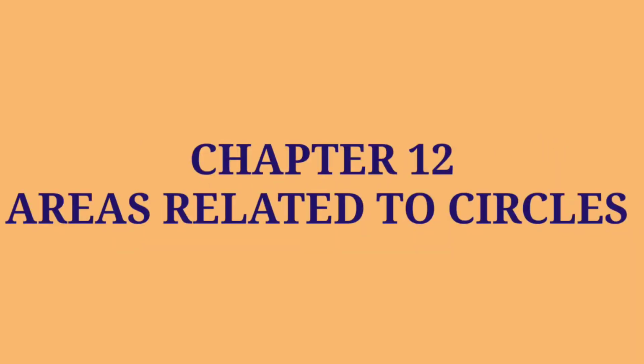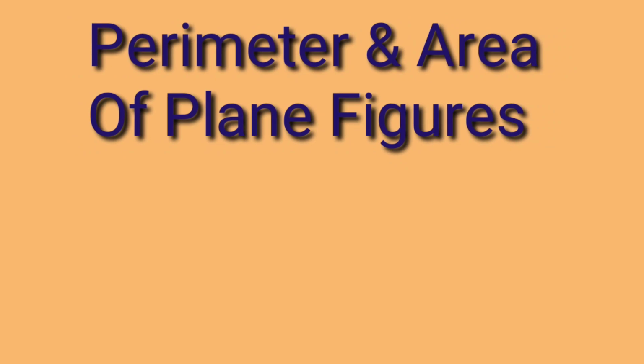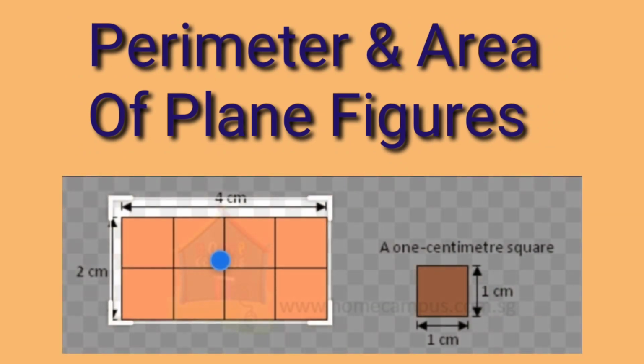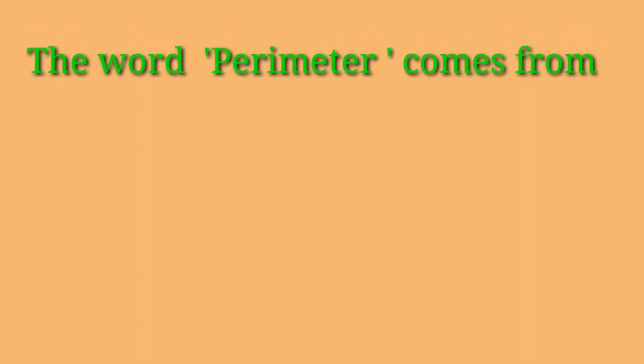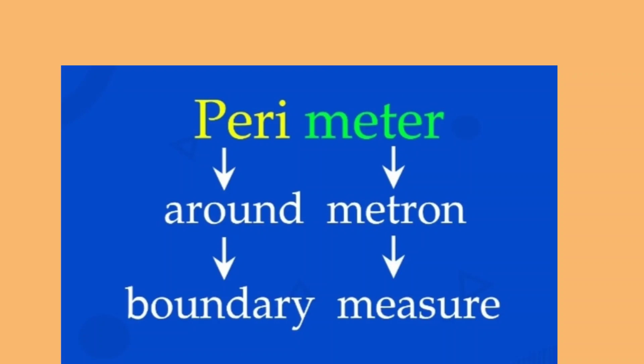Welcome to the new chapter, Areas Related to Circles. At first we can see what the perimeter and area of some plane figures such as a rectangle, square, etc. Do you know from where the word perimeter comes? Perimeter is derived from the Greek words peri meaning around and metron meaning measure. Thus, perimeter means measure around a figure, measure around a closed surface.